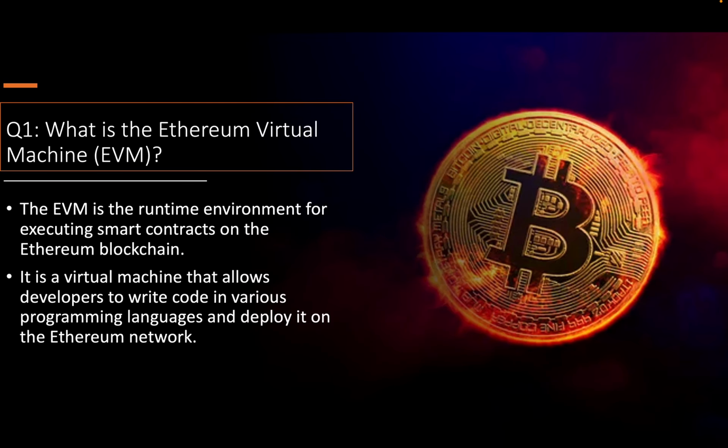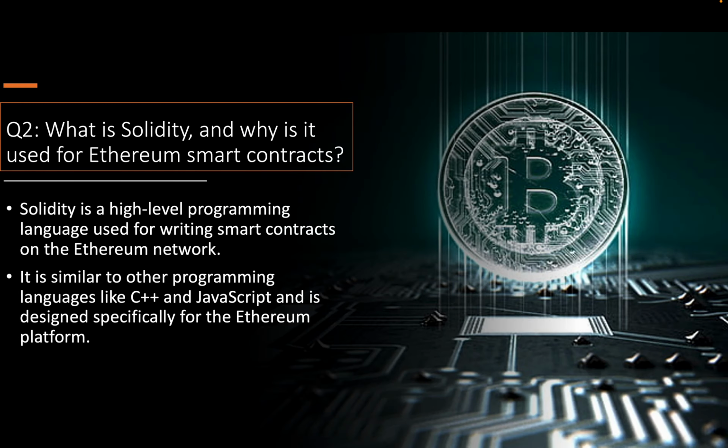So here we go with question number 1. What is the Ethereum Virtual Machine? The EVM is the runtime environment for executing smart contracts on the Ethereum blockchain. It is a virtual machine that allows developers to write code in various programming languages and deploy it on the Ethereum network.